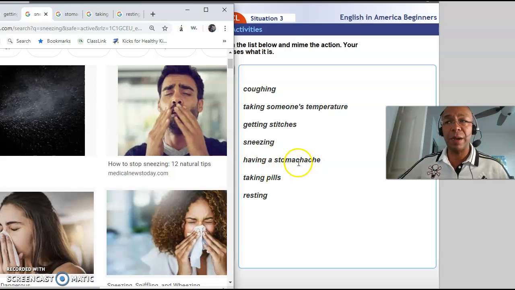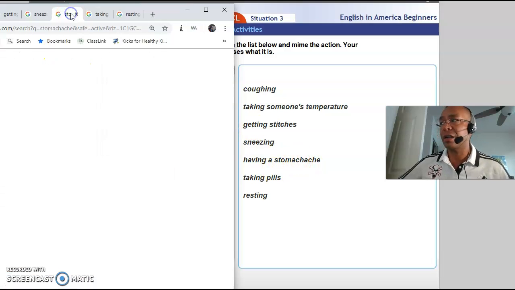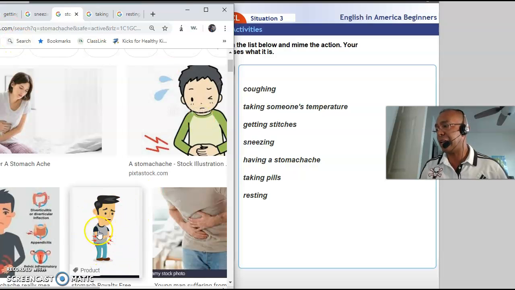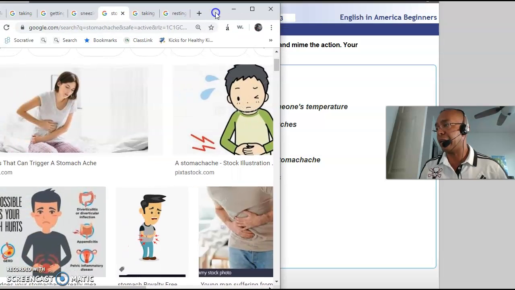What are the other words that we learned yesterday? Having a stomachache. Well, when something hurts in your stomach, that can create a stomachache, like is the case with this person right here in this picture. This lady is having a stomachache. Her stomach hurts.